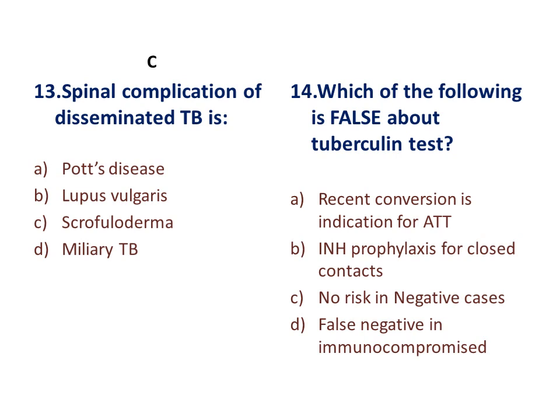And D, that is false negative in immunocompromised individuals. Yes, this is always possible. In case of immunocompromised individuals, the cell-mediated immune response will be less, so you can get false negative results in spite of the disease. So the answer here is C, where the tuberculin test negative cases should not be considered as no risk cases.